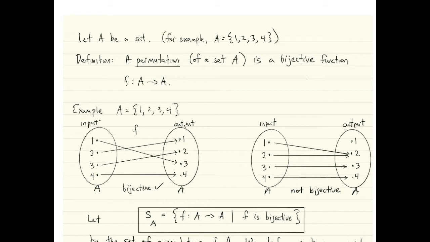By contrast, the function in the picture on the right is not bijective, for a couple of reasons. First, this element 1 has nothing pointing to it, and so this function is not surjective, it's not onto. Another reason that this function is not bijective is we have two different elements on the input side that map to the same element on the output side. And so this function is also not injective, and therefore is not a permutation.